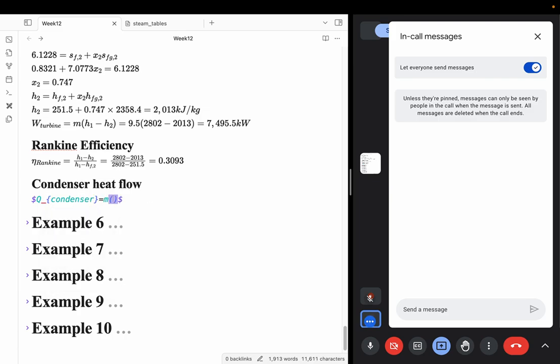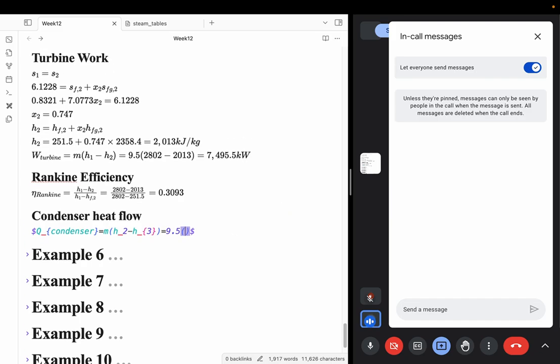N times 2 minus H3. M is 9.5. H2 we have already calculated, 2013. H3 is hf2, that is 251.5.